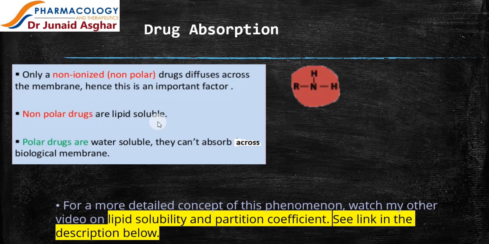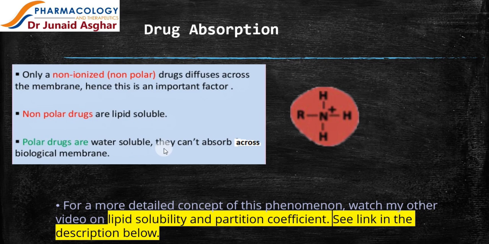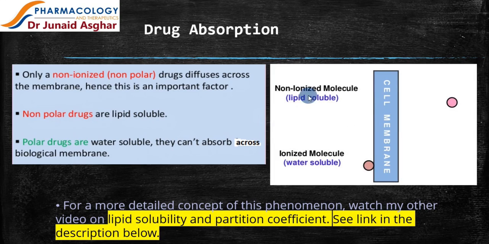Non-polar drugs are lipid soluble, that's the basic concept. Polar drugs are water soluble, they can't absorb across the biological membrane. Let's have a look. So here on this side of the cell membrane you have a lipid soluble drug. A lipid soluble drug or a non-polar drug can pass through this lipid bilayer, which is the cell membrane. So lipid favors the lipid. This could be an excellent example of nepotism.